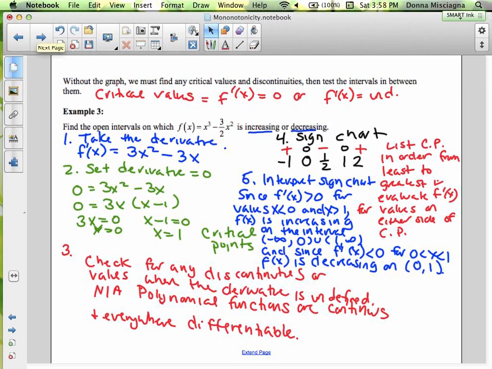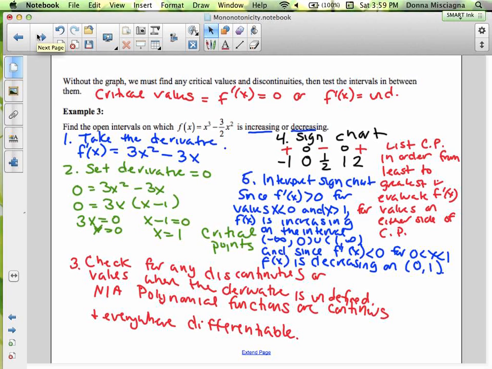Now you don't necessarily need to write out taking the derivative when you're solving this, or setting the derivative equal to 0, or checking for any discontinuities, etc. But you do need to have your derivative. You do need to set it equal to 0. You do need to have a sign chart, and you do need to interpret it. Now you do need to check, and if you find any, you need to write those down, if those are critical points. But you don't need to write the word check. This is for our notes, and this is to remind you of the steps.